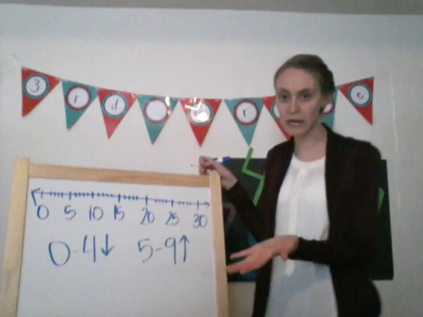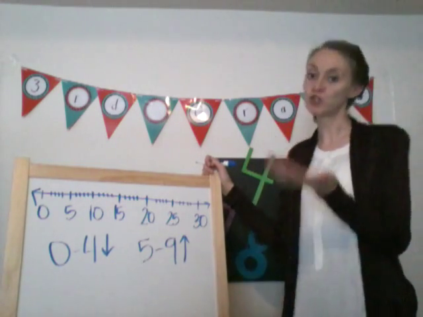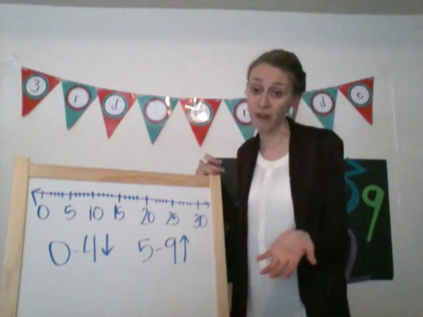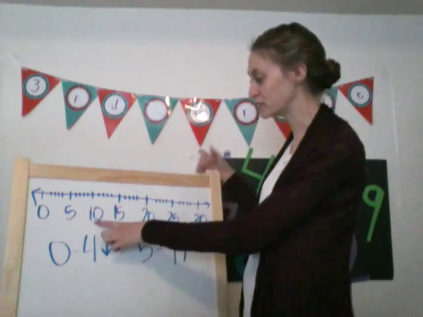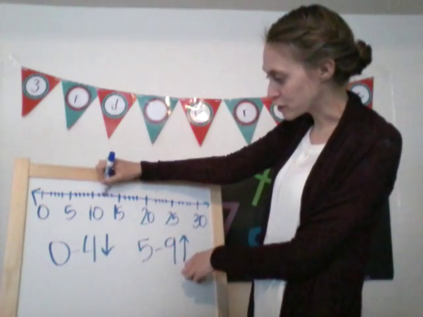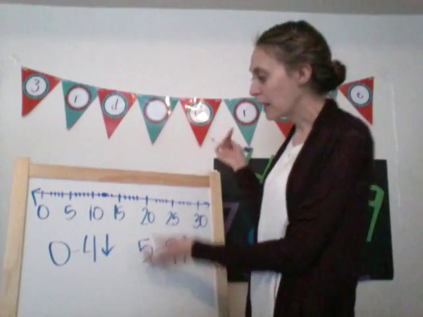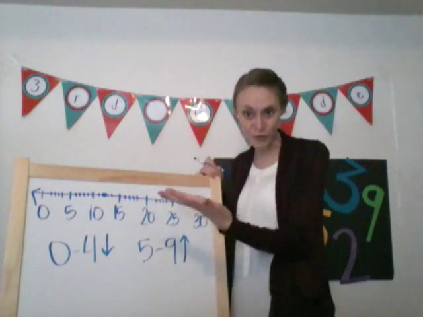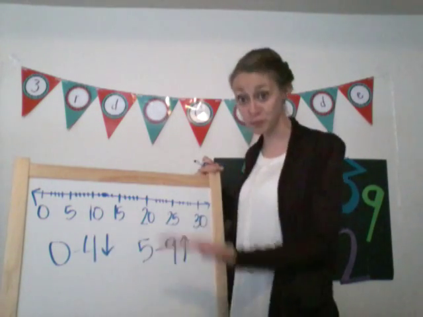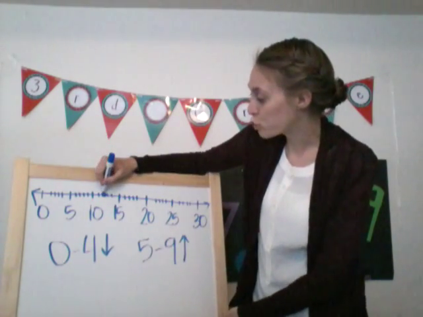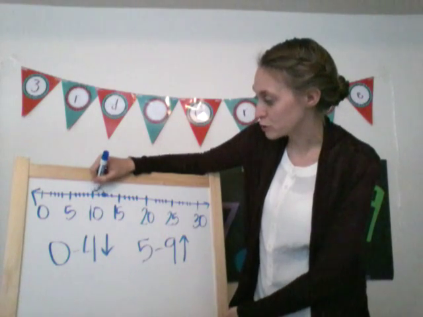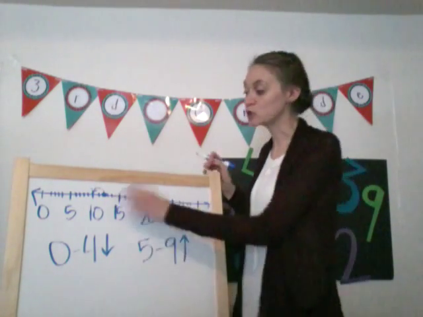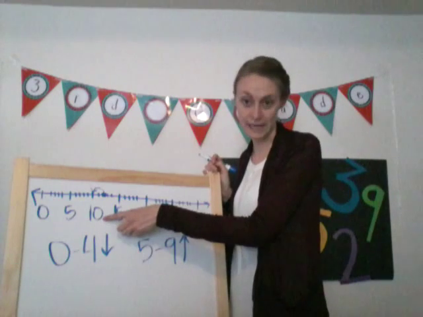So let me give you a number, let's say 12. What I'm going to do first is find the number 12 on my number line. So here's 10, 11, 12. Here's 12. Now, 0 to 4. 2 is in the ones place and it is between 0 to 4, which means I am going to round 12 down to my nearest 10. So 12 rounded would be 10.